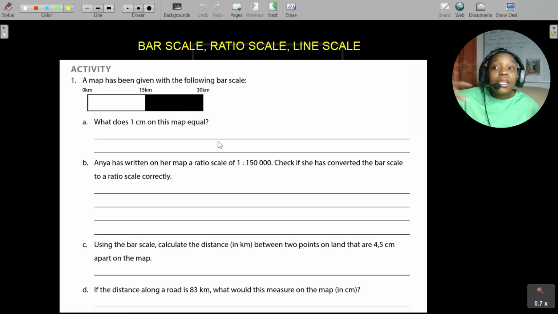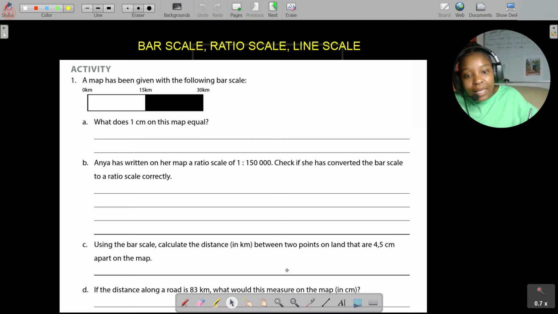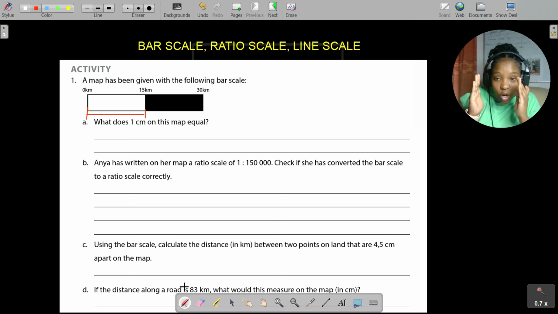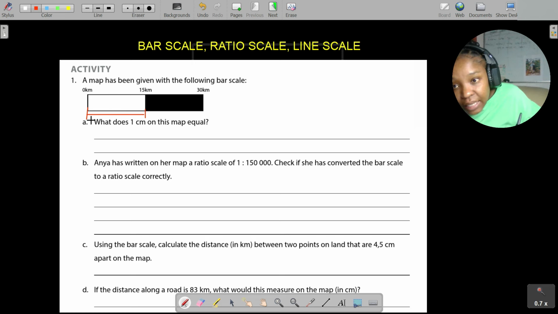Remember, I did mention that when you're working with a bar scale, the first thing that you need to do is measure that bar scale. So let's say we measure our bar scale. Let's say we measure from this point, and the length of this first bar is equal to 3 centimeters.